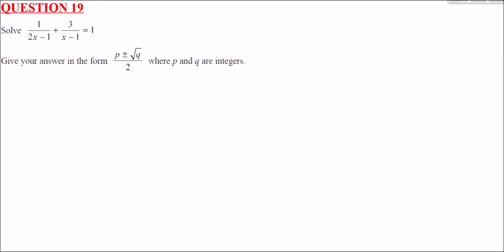Now, even though this is algebraic, think of it in terms of numerical. If you're adding two fractions together, we need to have a common denominator. And the best way of doing this would be to multiply by the opposite denominator. So we can multiply all of this fraction here, both top and bottom, by x minus 1. And likewise, this fraction here, we can multiply by the opposite denominator to it, which is 2x minus 1.